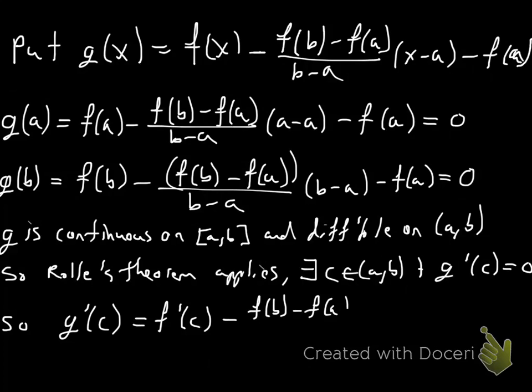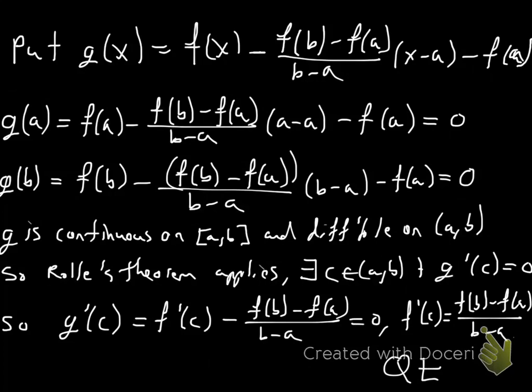f of b minus f of a all over b minus a, and that's equal to 0. So if we add f of b minus f of a to both sides, we get exactly what we want. We have f prime of c is equal to f of b minus f of a all over b minus a.